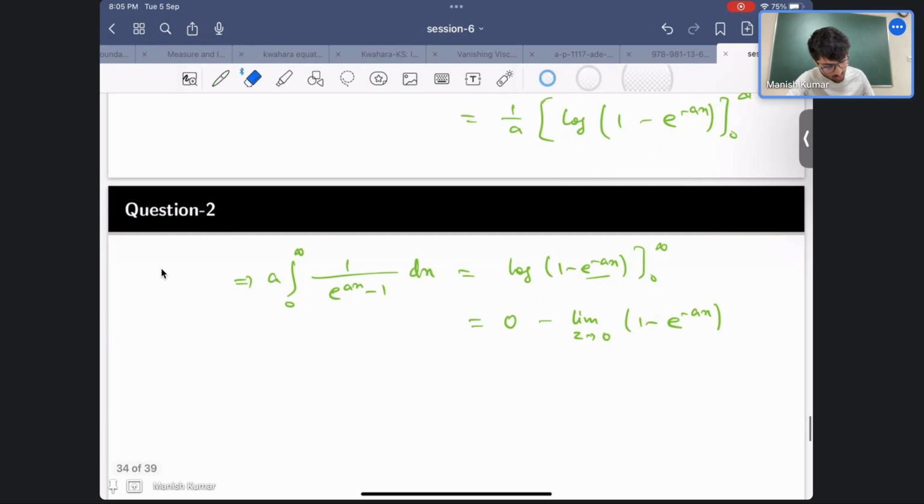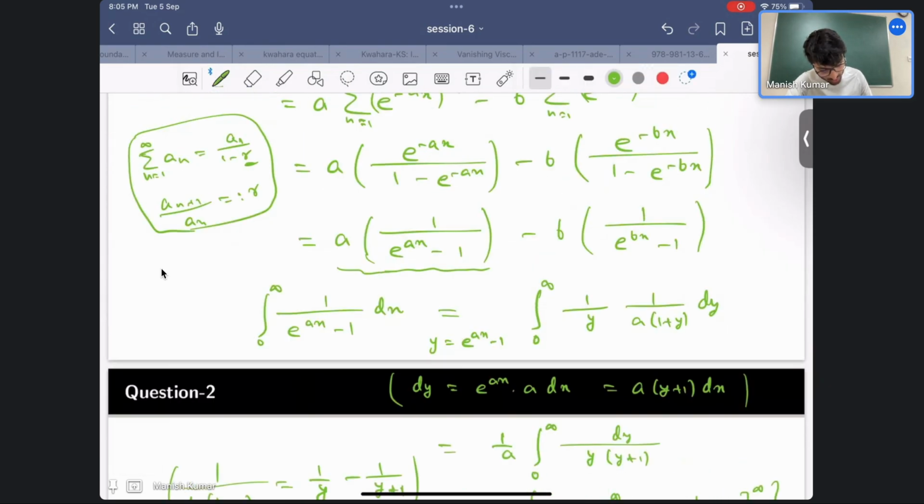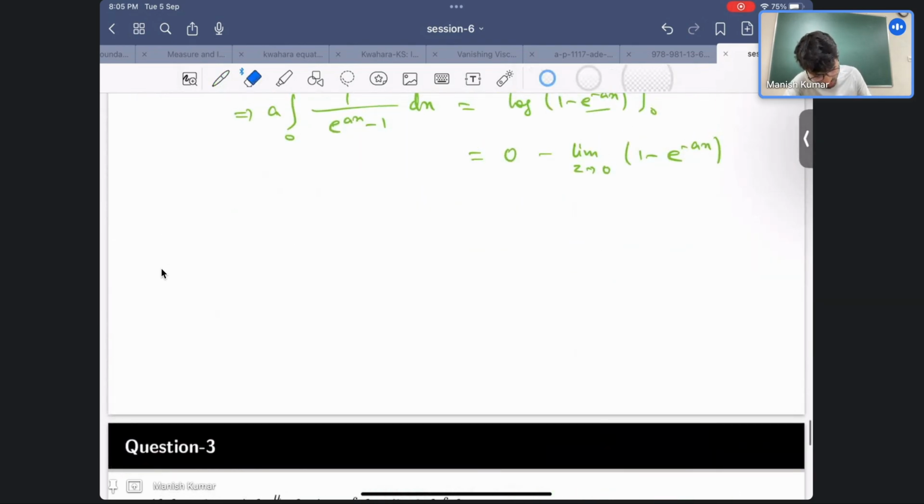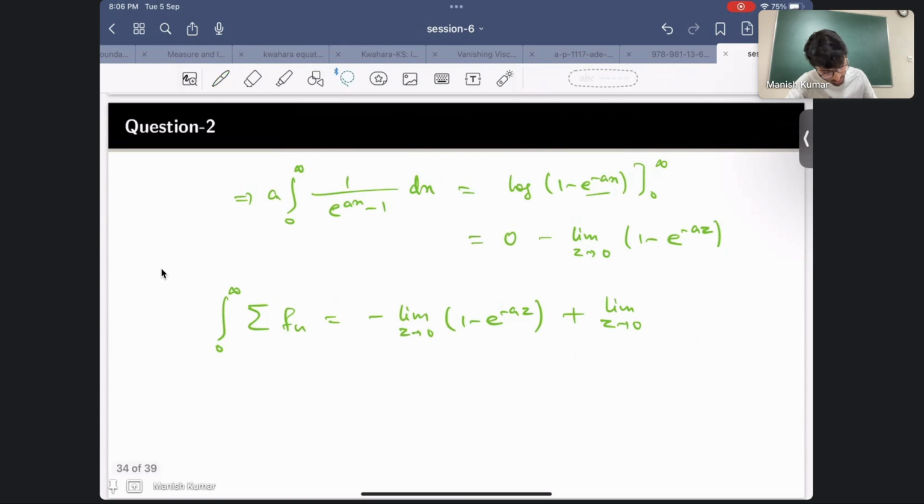So it's 0. Okay, so this is the integration of this thing. So this quantity we have found for this one. So if you integrate from 0 to infinity the summation of fn, the first quantity is minus limit z going to 0 of log of 1 minus e^(-az). Here it should be z, and then the second part, b, will give me, so it was minus, right? So minus minus will be plus, plus limit z going to 0. Yes, sir, it's limit z tends to 0, log of 1 minus, oh right, e raised to minus. Exactly. Thanks for the correction. So it is log of 1 minus e^(-bz).